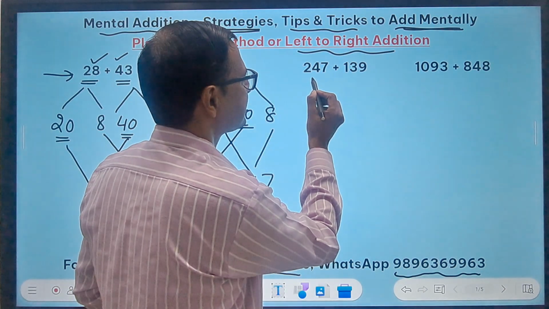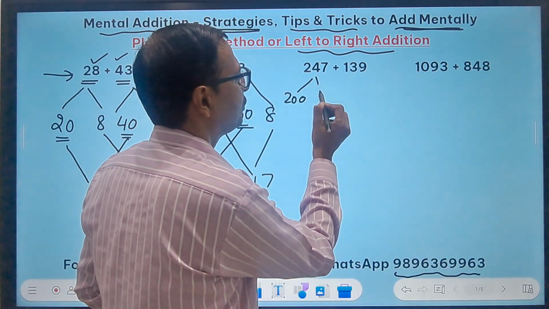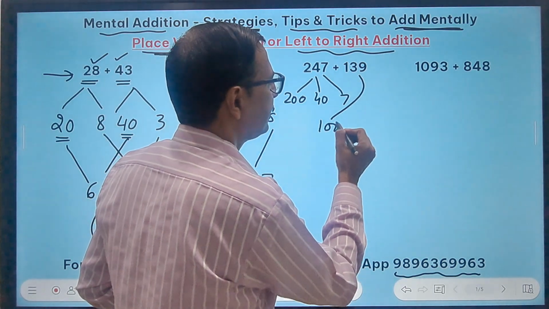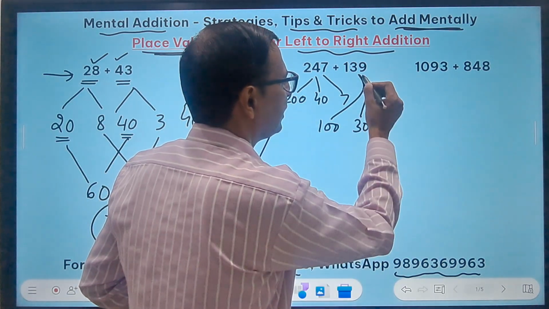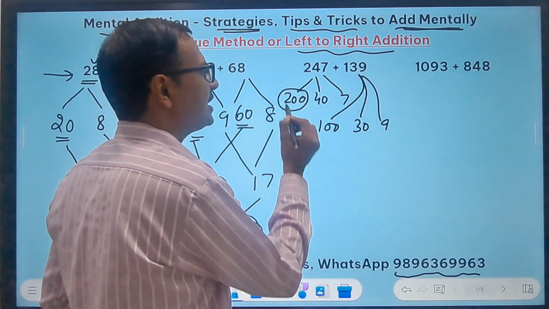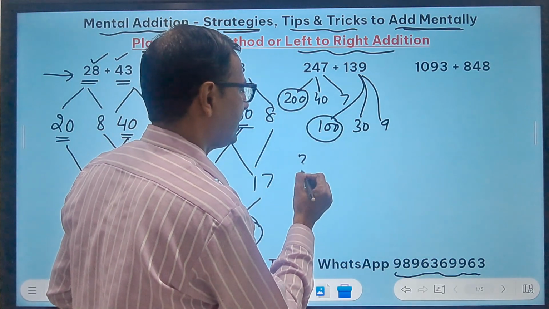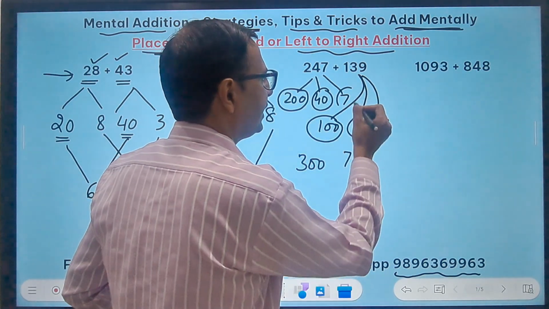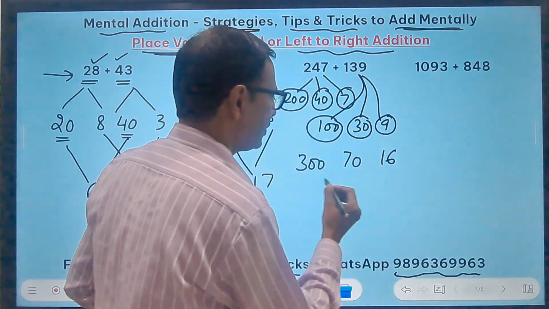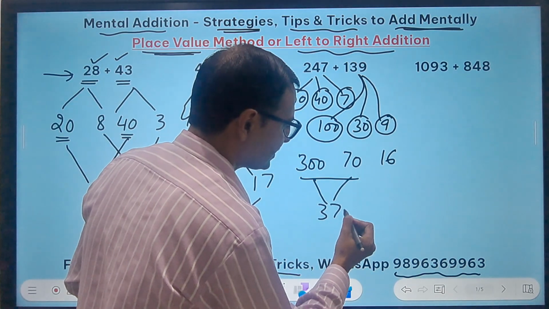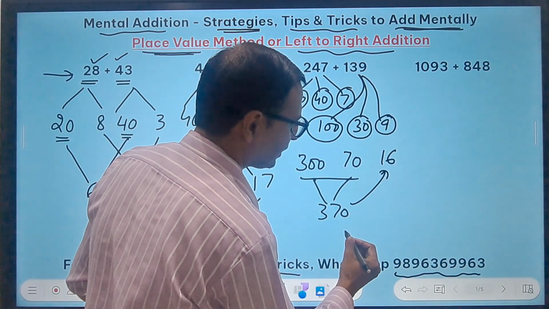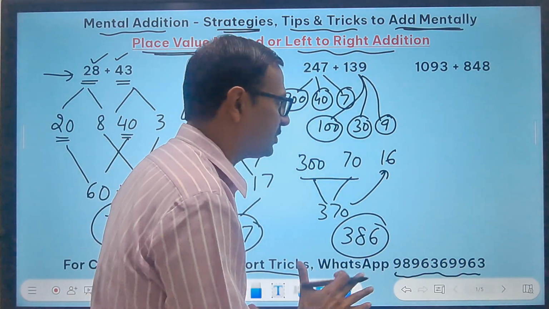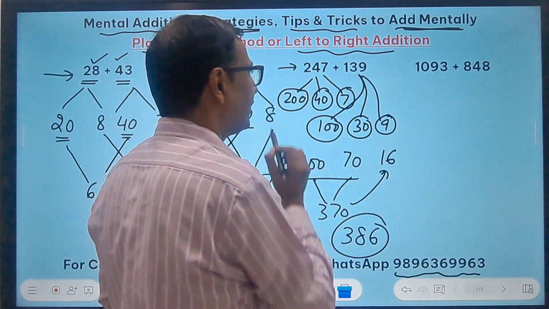Here we have hundreds. Say 247. Likewise, 139. Now keep on adding the place values. 200, 100 is 300, and then 40, 30 is 70, 9 and 7 is 16. So 370 and 16 added together gives you 386. This is how your mind should process the information given in the numbers here.